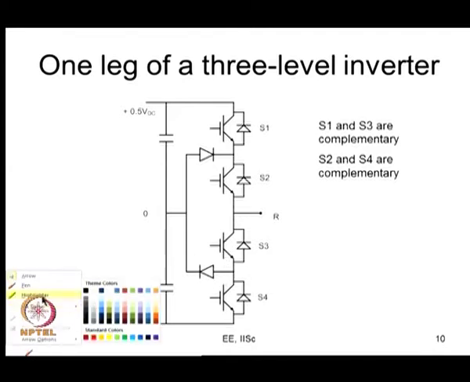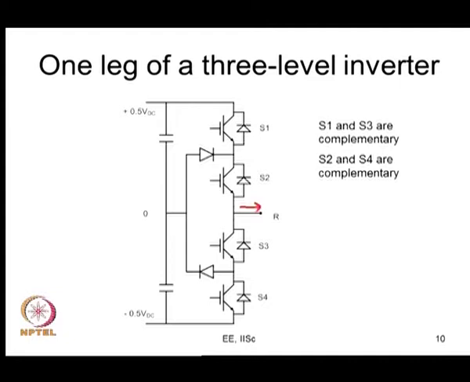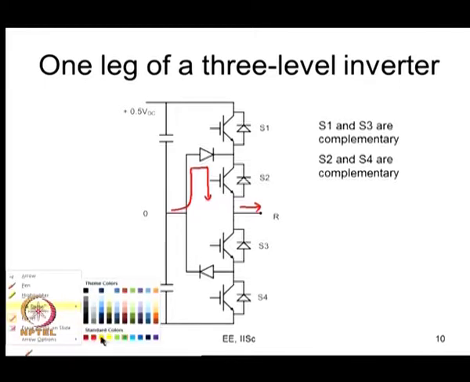Let me draw that for your convenience. If the load current is in this direction, for clarity let me draw in this direction, then the load current can actually flow like this. On the other hand, if the load current is in the opposite direction, the load current could flow like this. I wanted to draw it in green, so let me erase that. Okay. Now let me draw that in green.